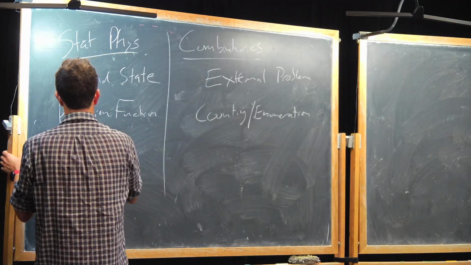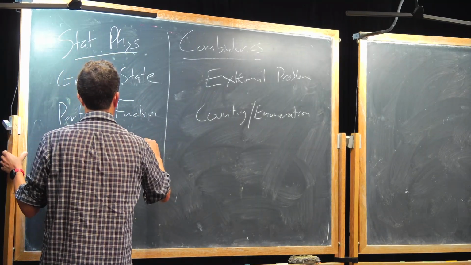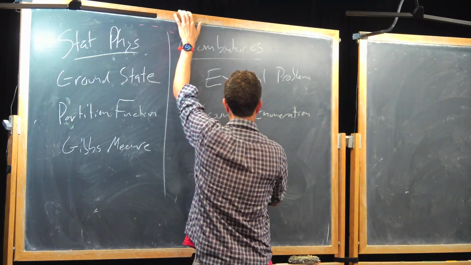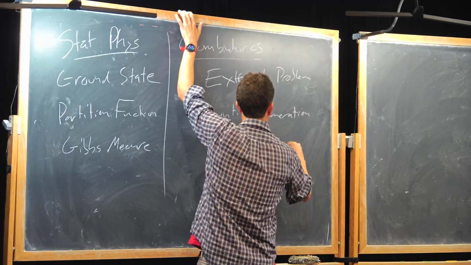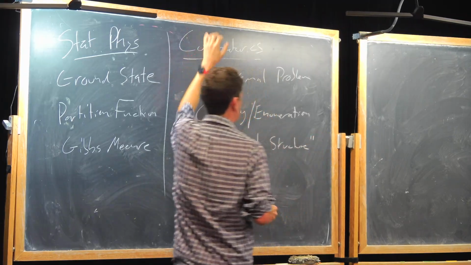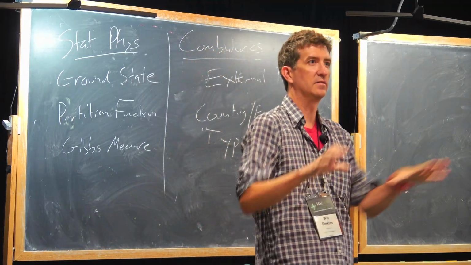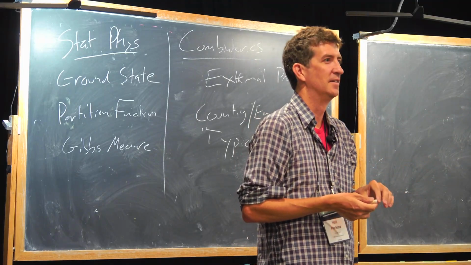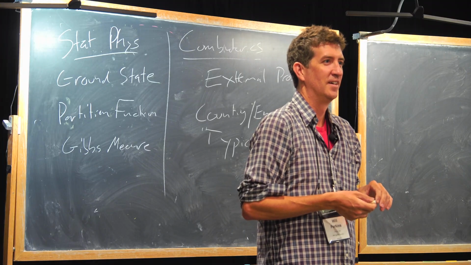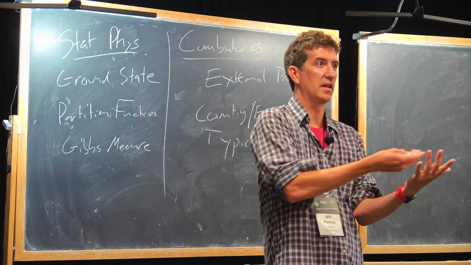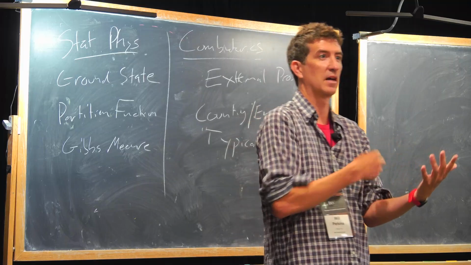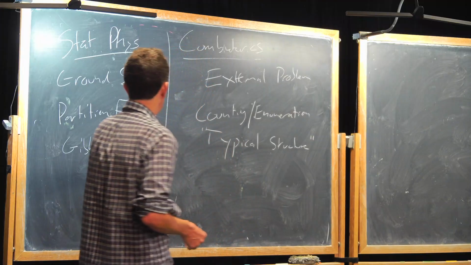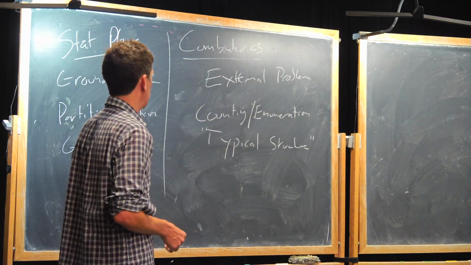We have the Gibbs measure. And in combinatorics, we like to think about typical structure. So does anyone know if I pick a uniformly random triangle-free graph, what does it look like? Yeah, with high probability, it's bipartite. It's actually like a random subgraph of a bipartite graph. Yeah, so in physics, this would be a sample from the Gibbs measure.